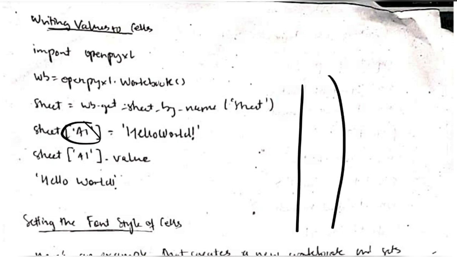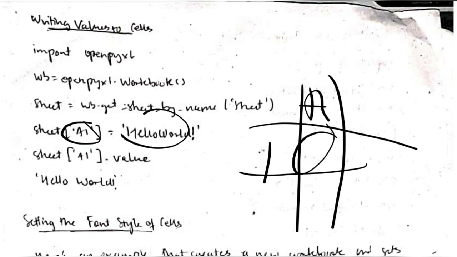Okay, to write the values to the cell you just have to mention in which cell you want to write. For example, A1 means the first row and the first column. This is A1, what you have to write, that you will specify here, and if you want to print that value you will be printing it.